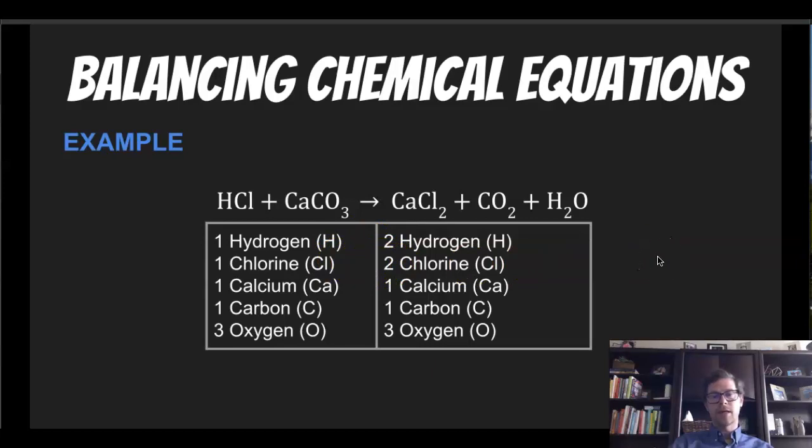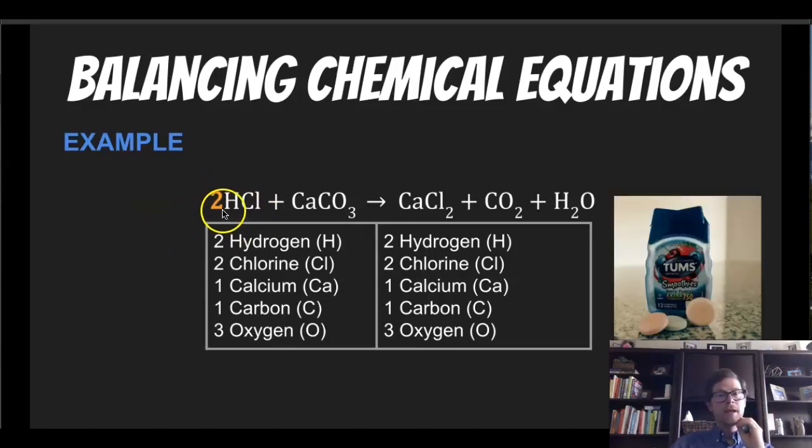How can we fix that? Well, we're going to have to add a coefficient. And it so happens that because we have 2 hydrogen and 2 chlorine over here, but only 1 and 1, and the hydrogen and chlorine are next to each other on the left side, that means easily, if we just put a 2 right there, we're going to get 2 hydrogens and 2 chlorines. And indeed, if you put a 2 there, you can see I've updated the counts, and now we have the same numbers of both on both sides.